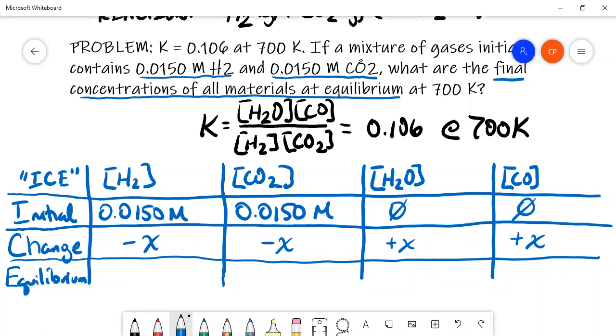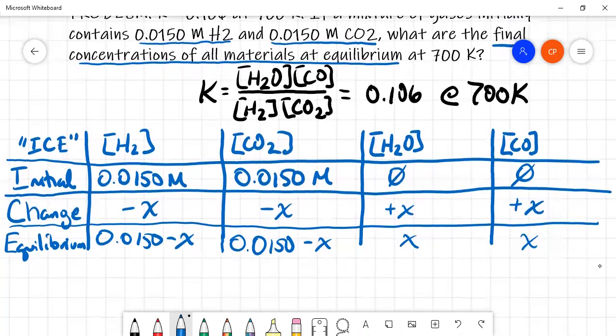So we don't have anything we can directly put into the table. We can only put in algebraic expressions to the table. 0 plus x on the product side, 0.0150 minus x on the reactant side. That's all I got. And I've got to do some algebra somehow to come out with a result. That's the bad news.